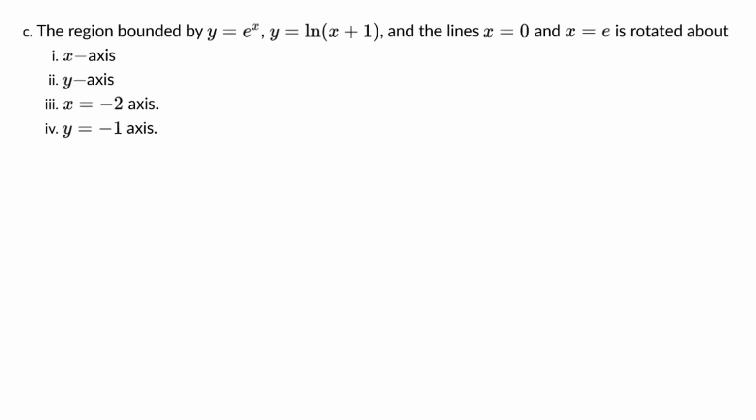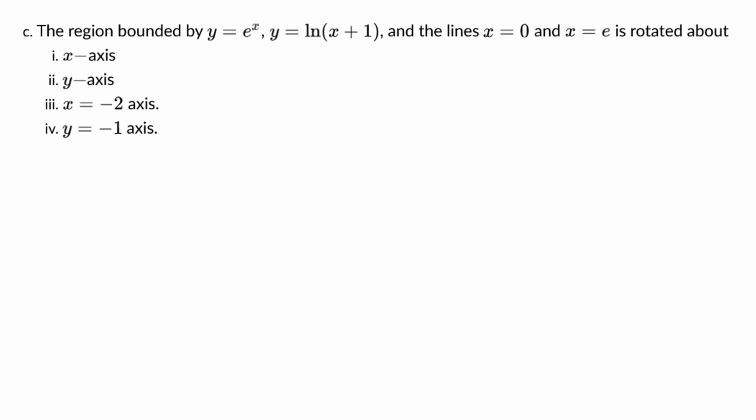So this is another volume problem. It says that the region bounded by y = e^x, y = ln(x) + 1, and the lines x = 0 and x = e is rotated about these four axes. So let's try to understand the question again.